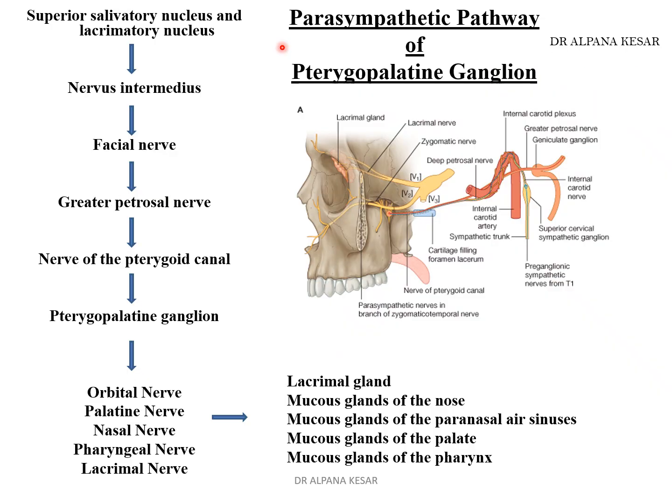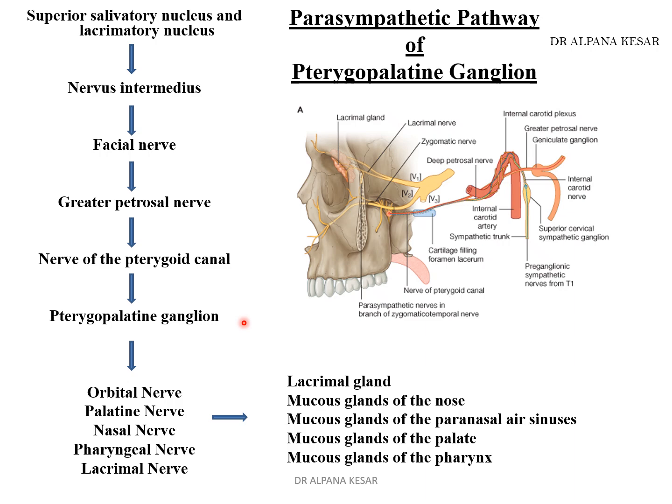The parasympathetic pathway of pterygopalatine ganglion. It begins in the superior salivatory nucleus and lacrimatory nucleus in the brainstem. The preganglionic fibers pass through the nervus intermedius and then the facial nerve. It then passes into the greater petrosal branch of facial nerve, which joins with the deep petrosal nerve to form the nerve of the pterygoid canal. The preganglionic parasympathetic fibers then relay into the pterygopalatine ganglion.